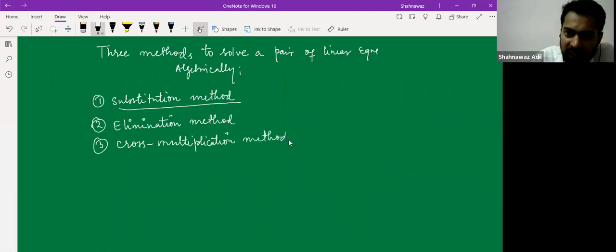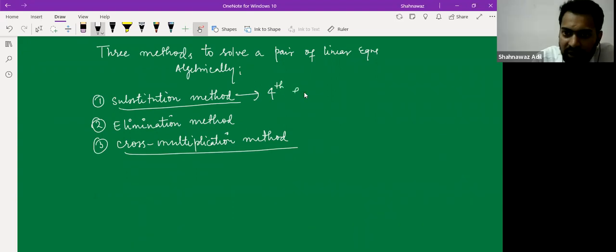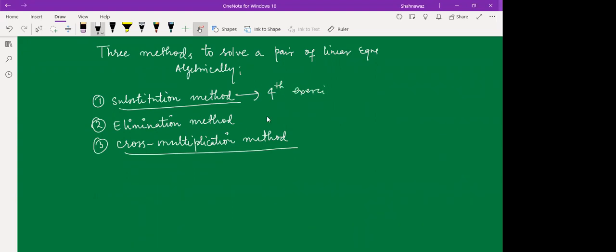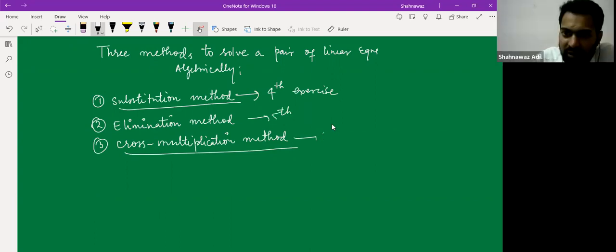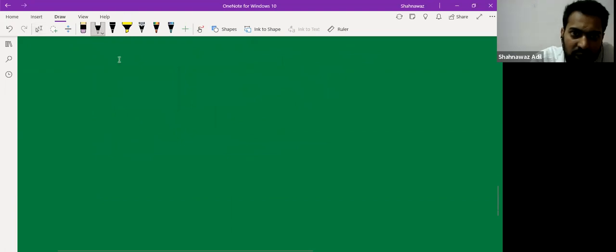So in this fourth exercise, we will learn about this. This is the fourth exercise, this is the fifth, and this is the sixth, the last one, right? So let's do the substitution method. We have a pair of linear equations.